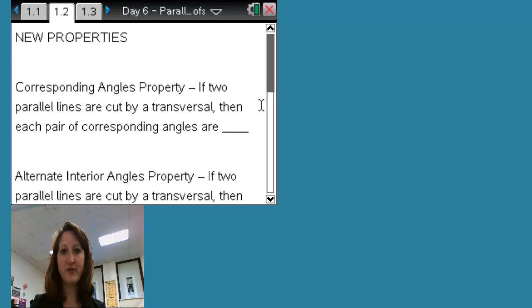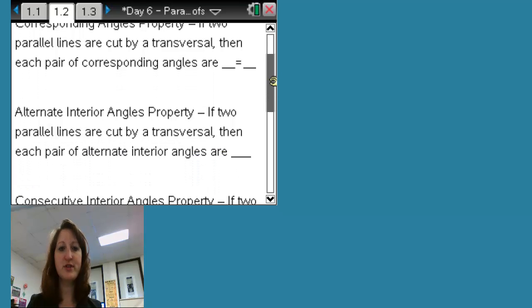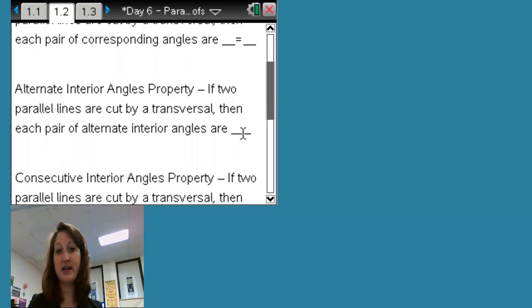So the first thing that we're going to do is just take a look at some of our properties. Now, when we did the parallel line investigation, I actually had you look at these properties. So really, this should be something that is pretty simple. Corresponding angles. If two lines are cut by a transversal, then each pair of corresponding angles are equal or congruent. The next one, alternate interior angles. If two parallel lines are cut by a transversal, then the alternate interior angles are equal or congruent.